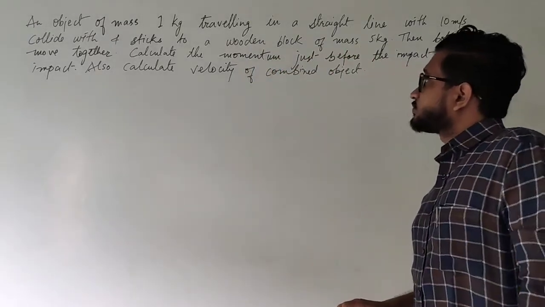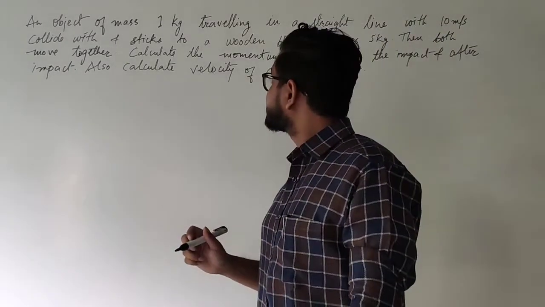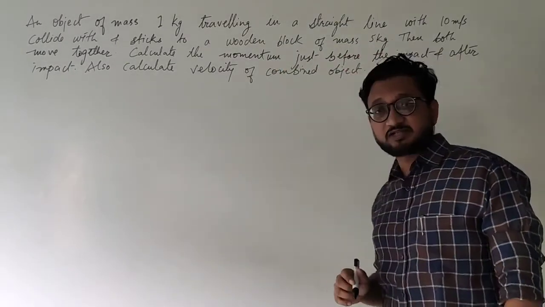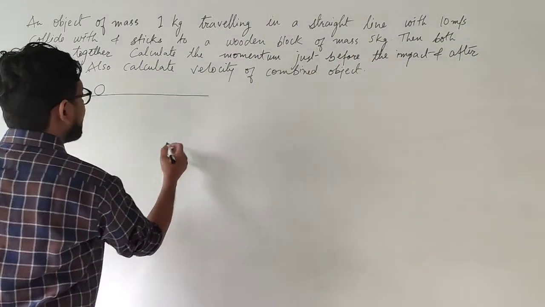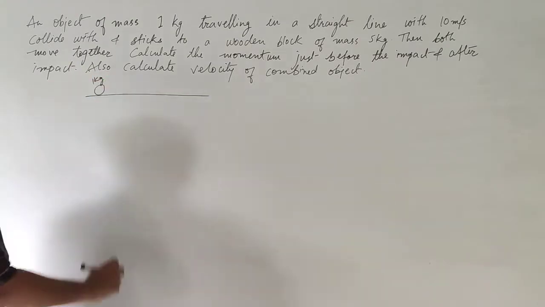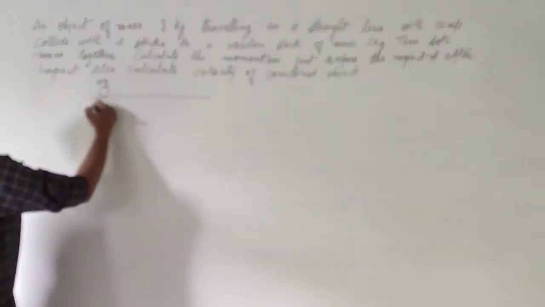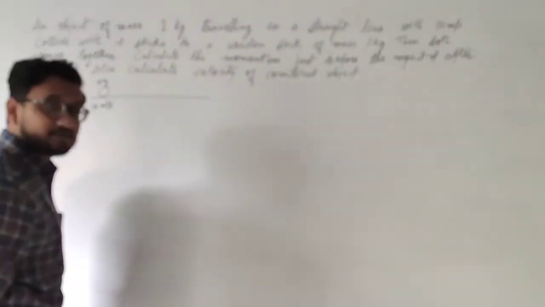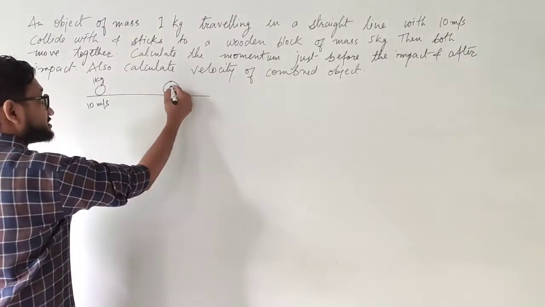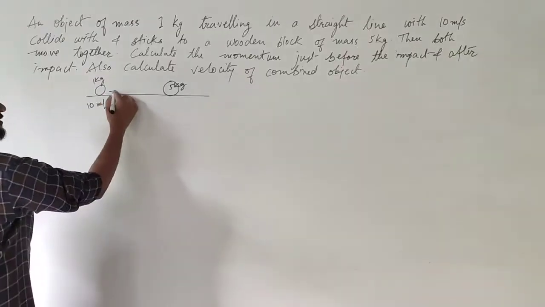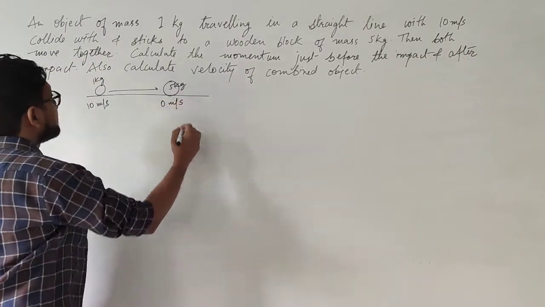An object of mass 1 kg traveling in a straight line with 10 meters per second collides and sticks to a wooden block of mass 5 kg. So it is stated that an object of mass 1 kg is moving in a straight line with a velocity of 10 meters per second, and it is striking a rather larger object which has mass 5 kg. And it is stationary, so its initial velocity is 0 meters per second.